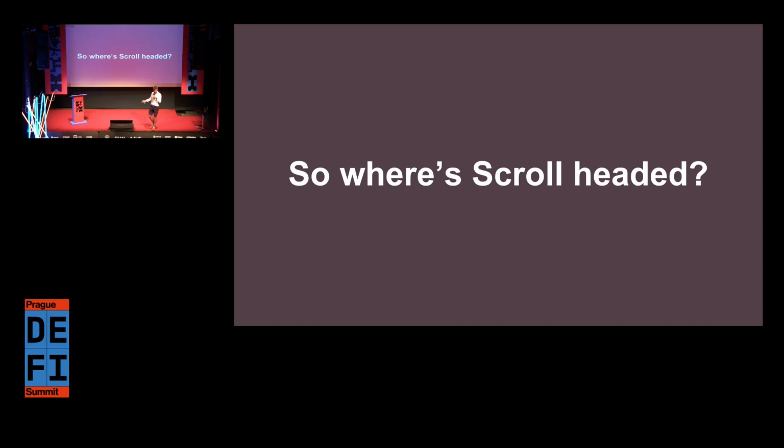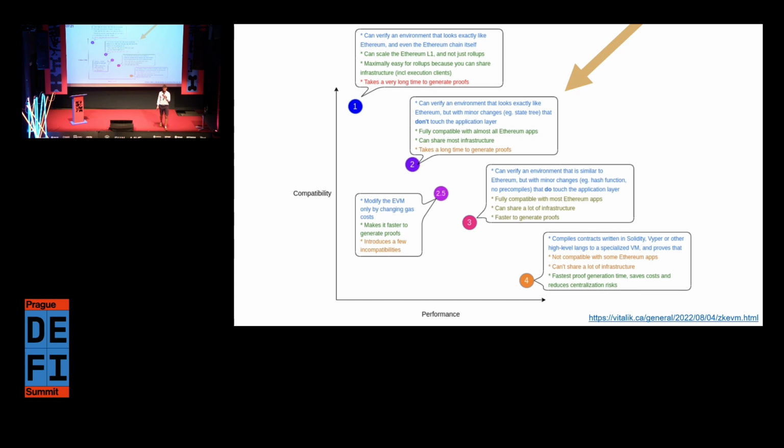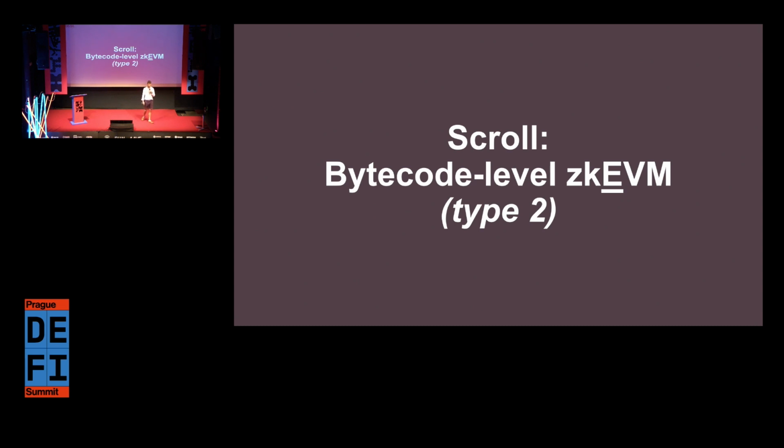So where's Scroll in this map? Well, we are headed towards being a type 2 zkEVM. Right now, as far as I know, there isn't really any type 2 zkEVM out there. The idea behind being a zkEVM type 2 is that it seems to be a good compromise when it comes to the complexity of designing such a system and running it, and compatibility with existing ecosystem players, such as debuggers, dApps, and so on. So yeah, zkEVM type 2, that's something you can Google to see what exactly the properties are.